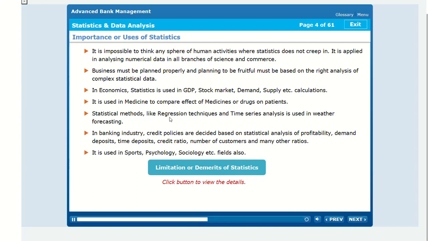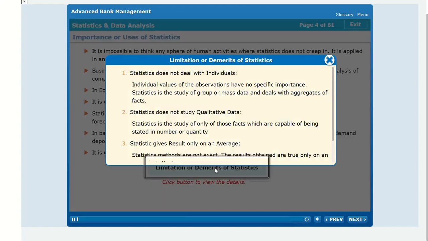Statistical methods, like regression techniques and time series analysis, are used in weather forecasting. In the banking industry, credit policies are decided based on statistical analysis of profitability, demand deposits, time deposits, credit ratio, number of customers and many other ratios. It is used in sports, psychology, sociology etc. fields also. Limitation or demerits of statistics.